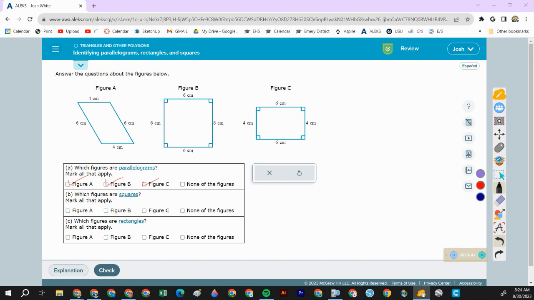Okay, what has to happen in order for a quadrilateral to be a square? What's the definition of a square? 4 equal sides and 4 right angles. Do any of those shapes have 4 equal sides and 4 right angles? B. Okay. What does it take to be a rectangle?